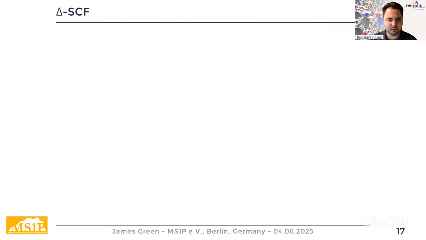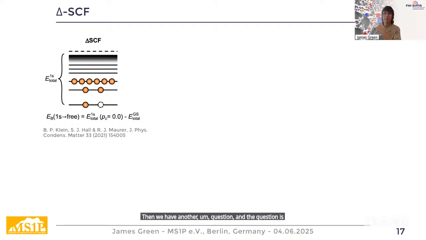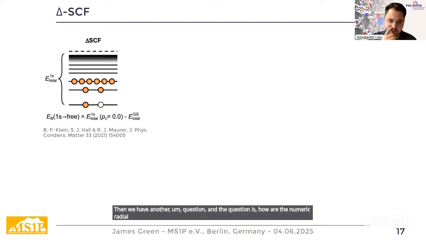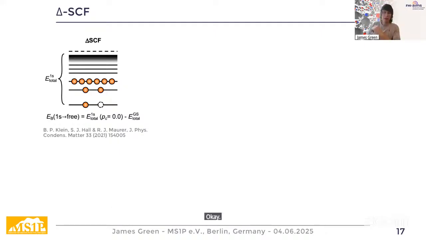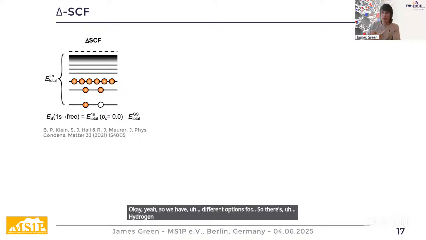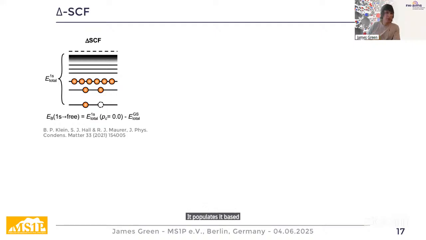Then we have another question. How are the numeric radial basis functions calculated? Okay, yeah. So we have different options for these. There are hydrogenic functions or ionic functions, and they're essentially tabulated based on the orbitals that they correspond to. Maybe Volker can chime in with more of the exact details.